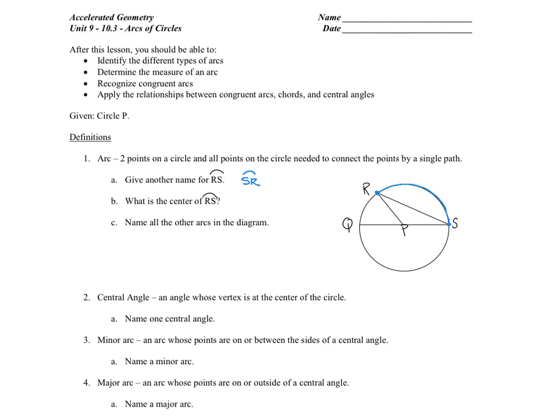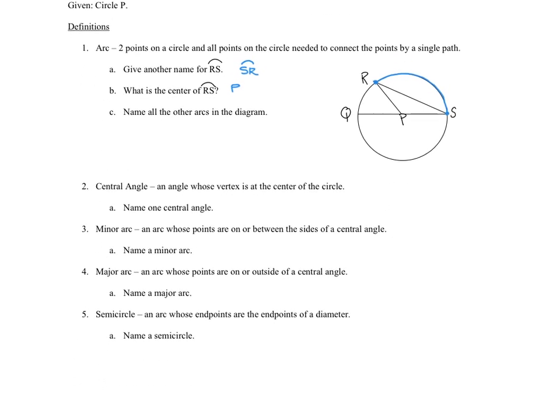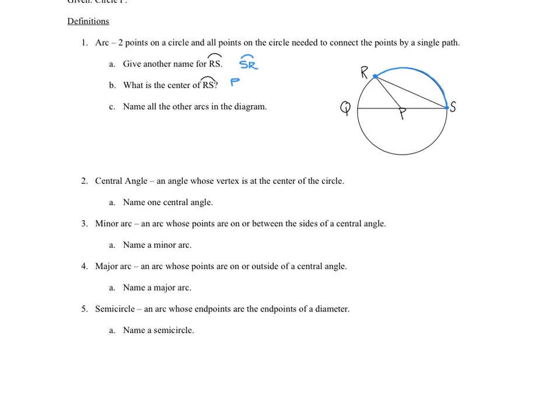1B asks, what is the center of arc RS? And the center of arc RS would be point P, because the center of an arc is the center of the circle in which it's contained. C asks us to name all the other arcs in the diagram, but I'm going to come back to that in just a minute after we define what all of these other pieces of a circle can be.